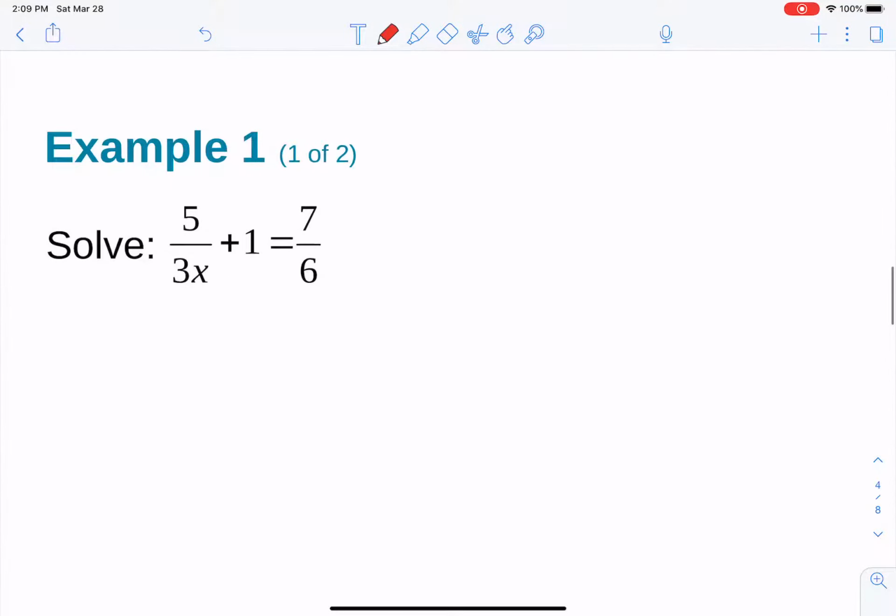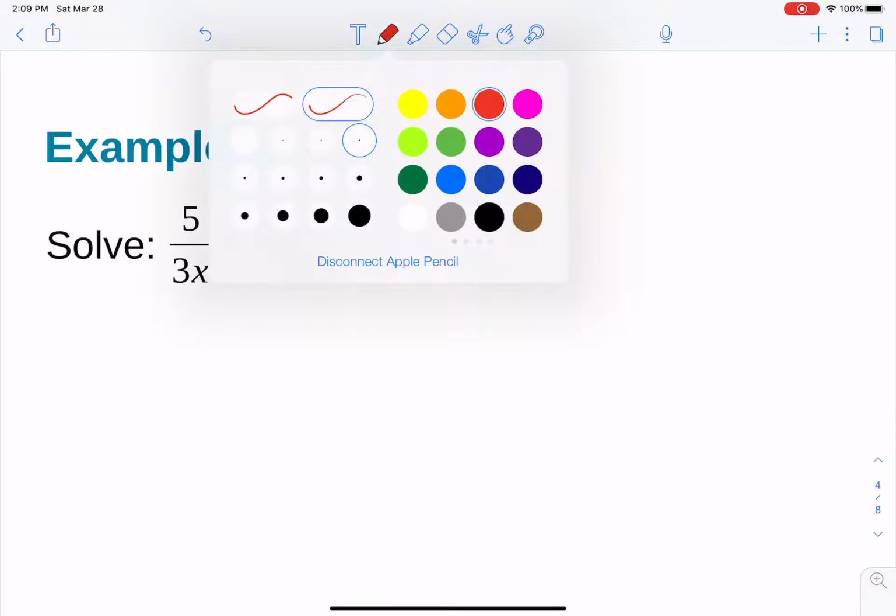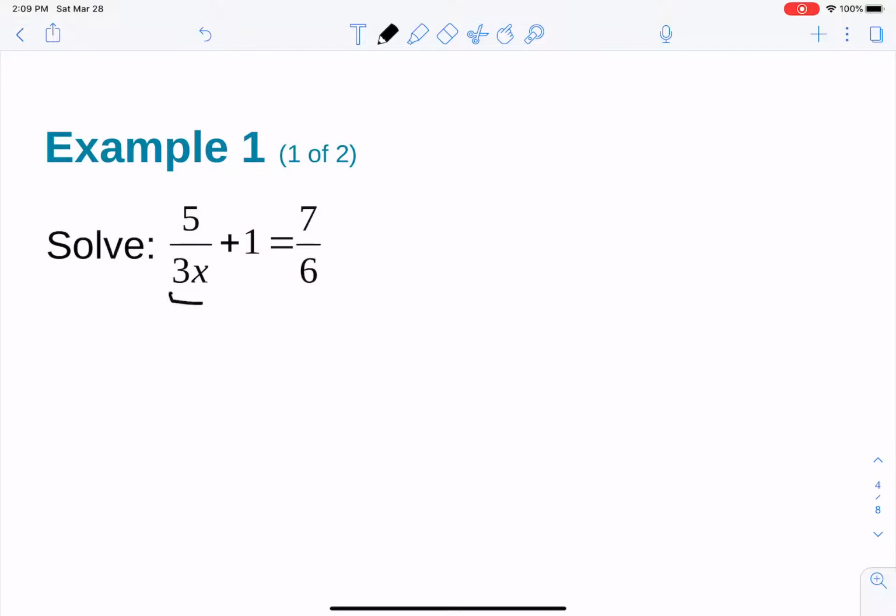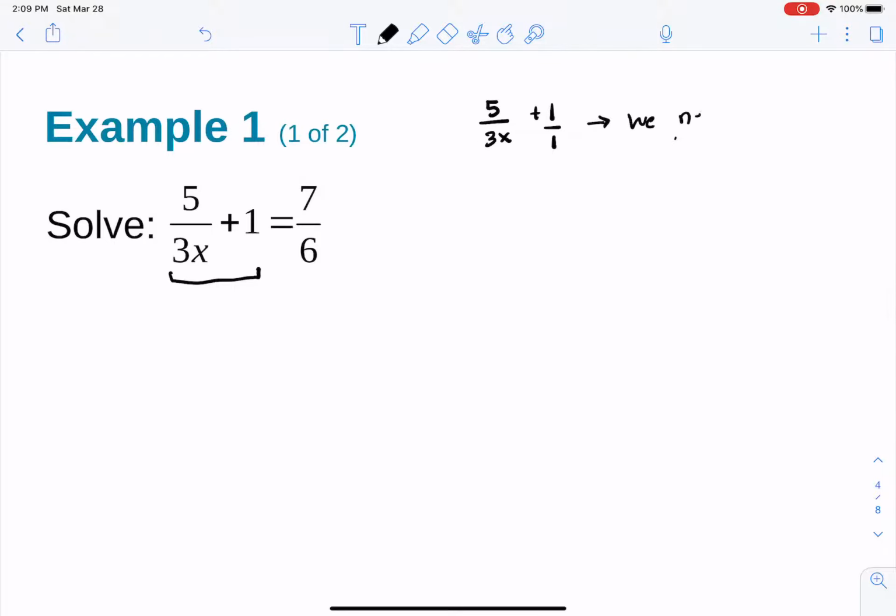So here is an example. The first thing to do is to find a common denominator and combine multiple terms into a single term. So we have 5 over 3x plus 1 on the left-hand side. I could write that 1 as 1 over 1. If I want to combine those two, we need to find the LCD. There is nothing in common between 3x and 1, therefore the LCD is 3x.